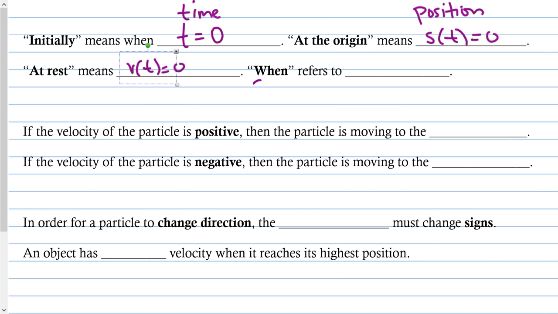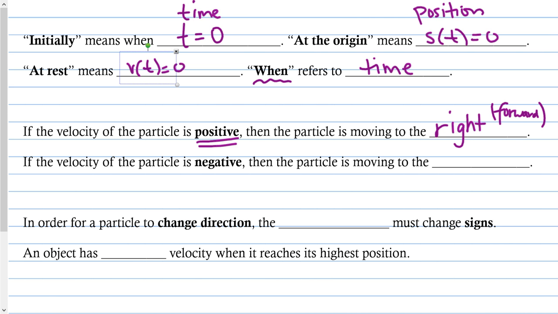Whenever you see the word when, that does refer to time, so you're trying to figure out what the time is. What is t? If the velocity of the particle is positive, so if we have a problem dealing with particle motion, the velocity of the particle is positive, then we say that the particle is moving to the right. Or sometimes the right is considered forward. You can write that if you like to. Forward. It depends on the problem.